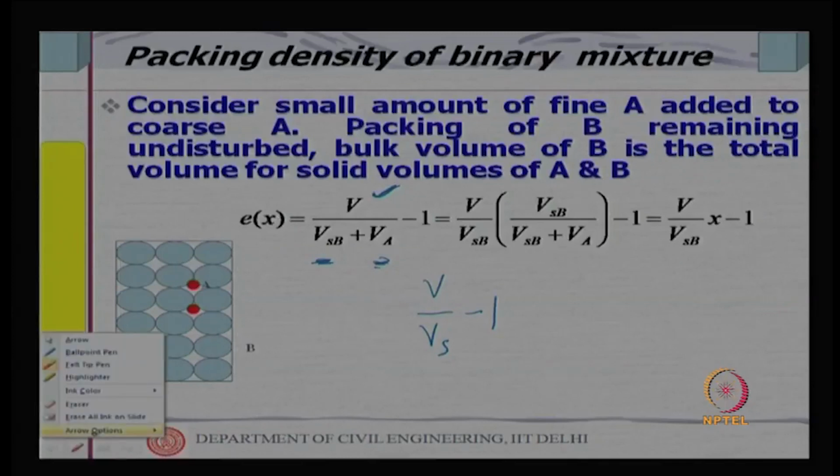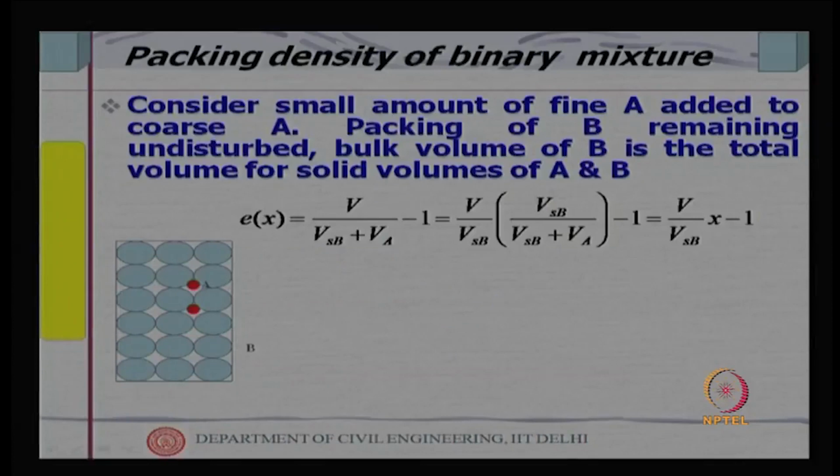Again I do a little bit of algebraic manipulation. V can be separated out as it's just multiplied by top and bottom by VSB on both sides. So I just multiply by this VSB, because I want to get x, and this is my x. So what I have done, I have just multiplied by this. This gives me V by VSB x minus 1, right.